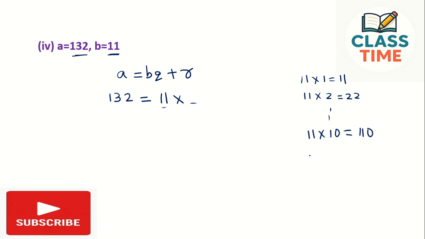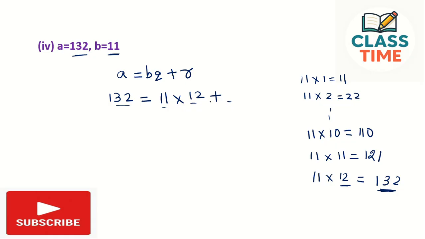You have the greater number here. So 11 into 11. Next is 11 into 12, which is 132. Okay. So here we are getting the expected number, that is 132. With what number we are multiplying? 12. So 11 into 12, you will get 132.